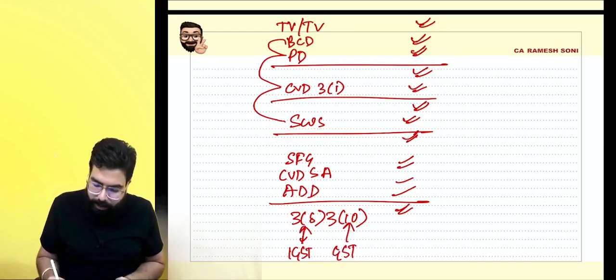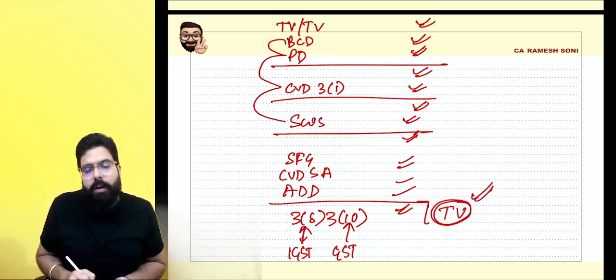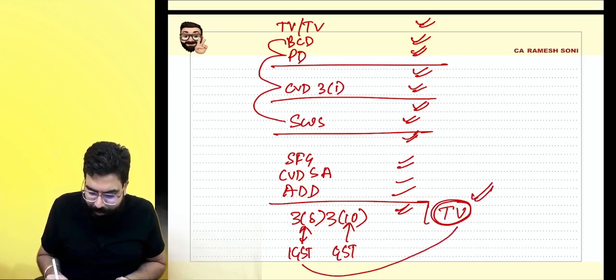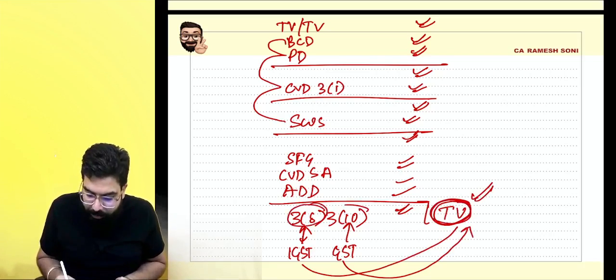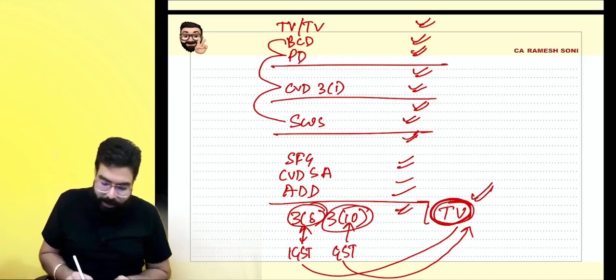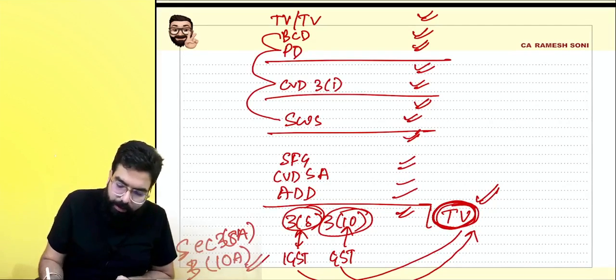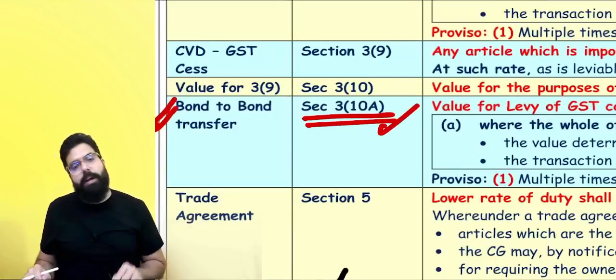Or, sir, if it is a bond to bond transfer, then IGST or GST compensation cess is charged on 38 ka value or transaction value, whichever is higher, and 310 ka value or transaction value, whichever is higher. That is told in section number 38A or 310A. That is told in these two sections. Okay, sir, point is clear.